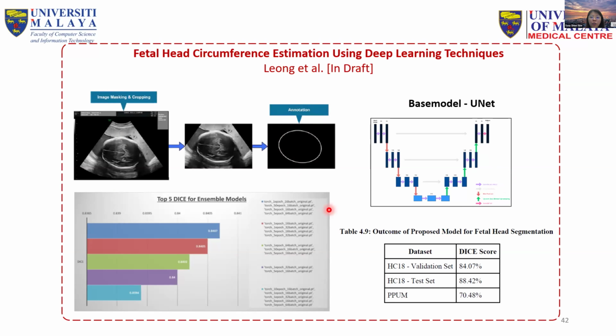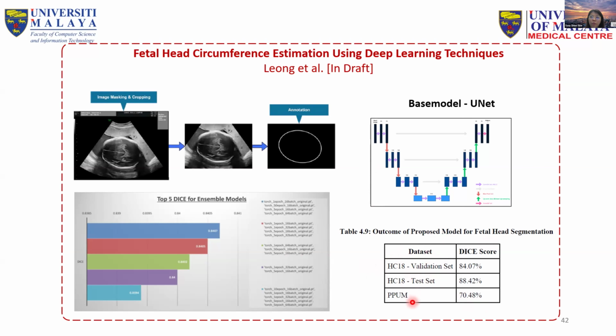So as you can see, we use external data sets to train because it's very expensive if we want to use our own hospital data sets and annotate them. So what we use is an open-source data set, HC18. We use that to train, and when we apply it to our own hospital data set, PPUM, it actually achieves a lower dice score, but it's still comparable, at 70.48. So you can see from here we are able to use a simple UNet model, do transfer learning, train on the HC18 dataset, and then pass it to our PPUM.